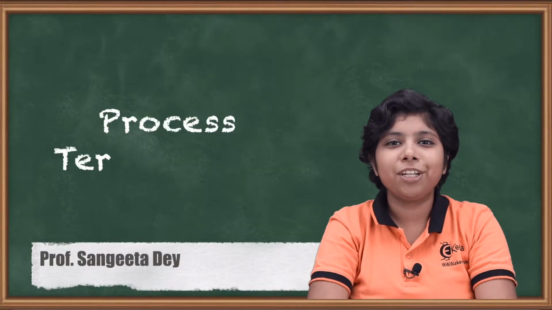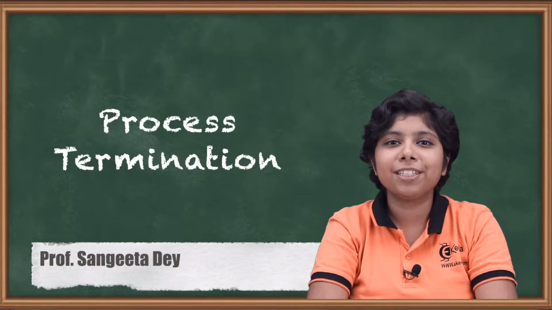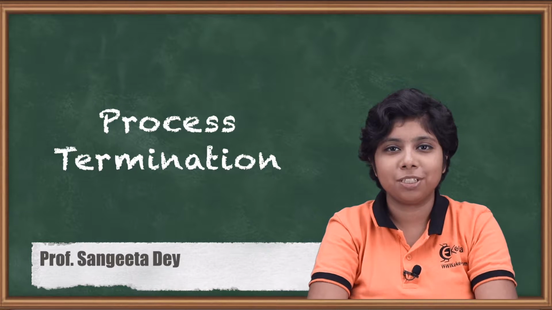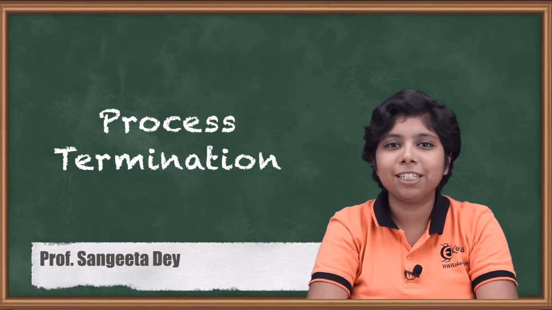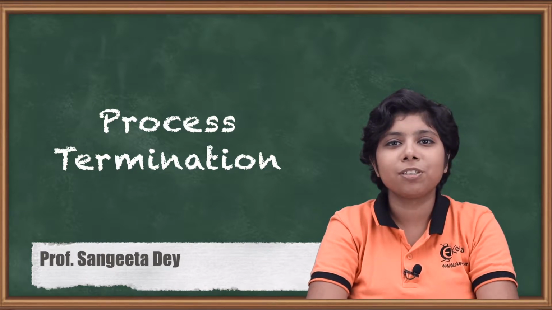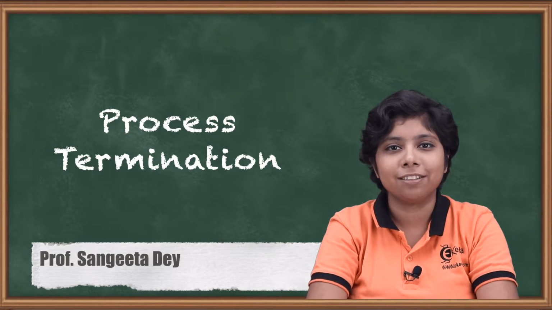Hello friends, today we are going to discuss process termination in process management. How is a process terminated, inside the exit system call, explicitly and implicitly both? What are zombie processes, what are orphan processes, and how do we address these concerns?